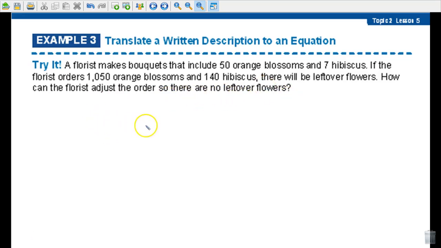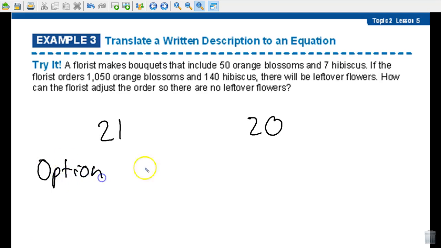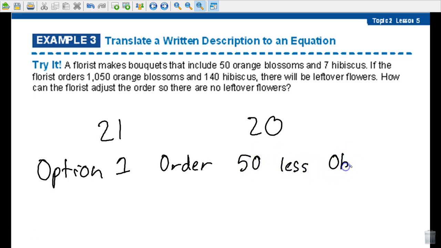Well, with 1,050 orange blossoms, if you do the math, you can get 21 bouquets. With 140 hibiscus and 7 going into it, you can get 20 bouquets. So, option 1, the florist can order 50 fewer orange blossoms.